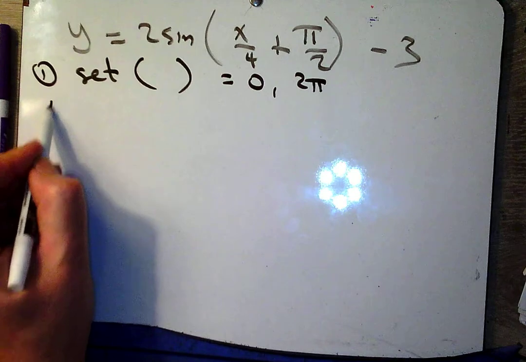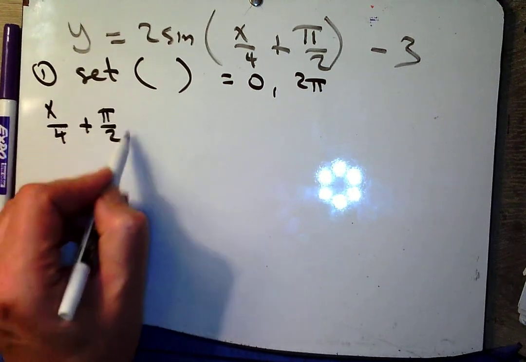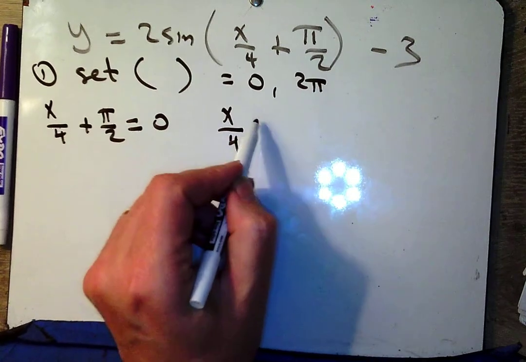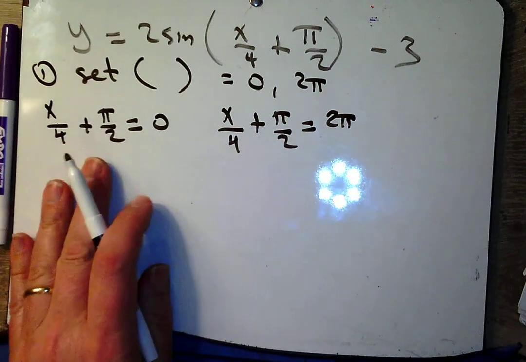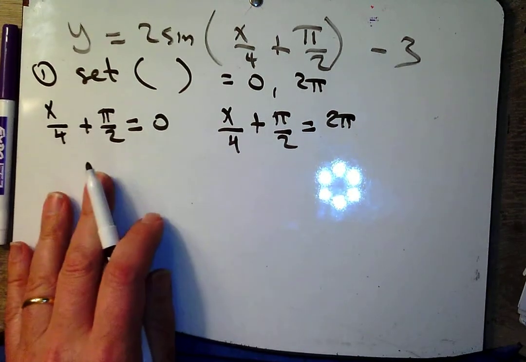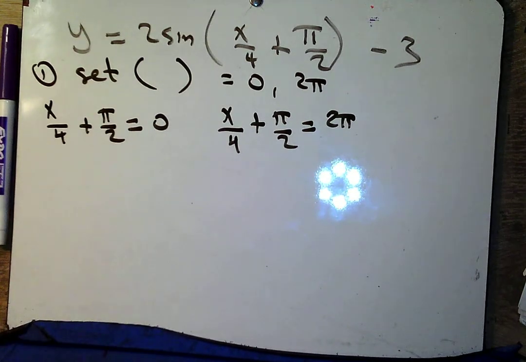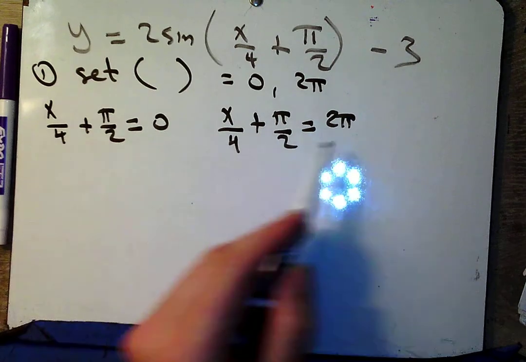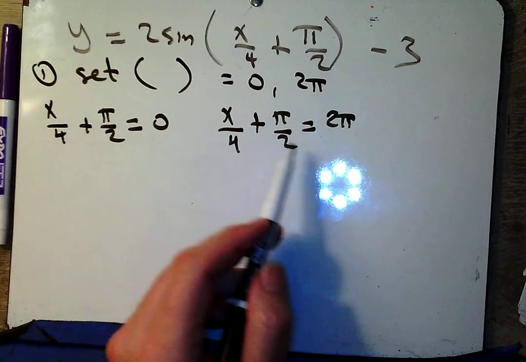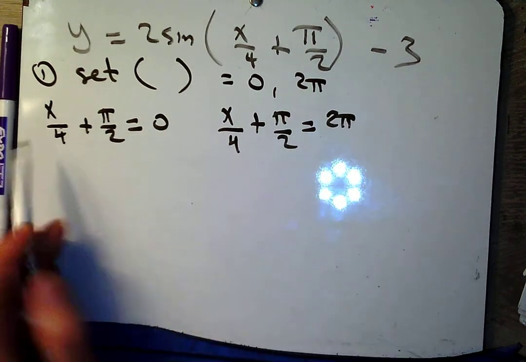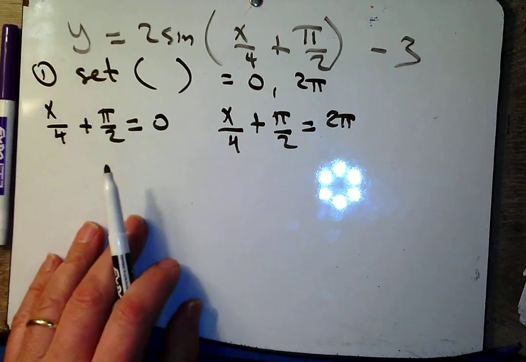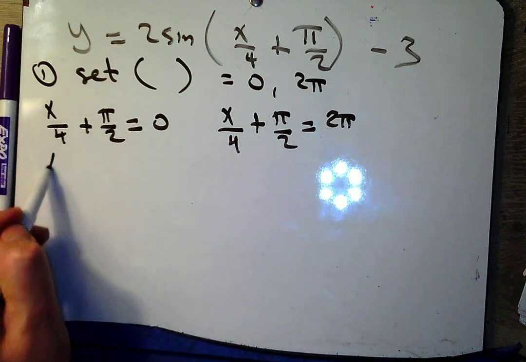Okay, so x over 4 plus pi over 2 equals 0, and x over 4 plus pi over 2 equals 2 pi. I will ask you to be careful about this next step. The most common mistake that students make when graphing sine and cosine is not something that they learned in trigonometry. It's the fact that they can't solve this equation. And why? It usually has something to do with the fractions. You could, of course, multiply everything by the least common denominator to cancel out those fractions. Yeah, I'm not going to do that.